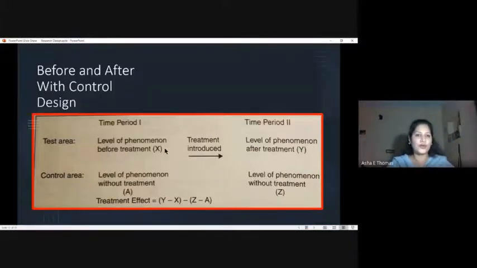And the last thing we are going to discuss today is a really sophisticated model which follows the principle of replication, the principle of local control, and also the principle of randomization. Here also, before and after with control design. Here you have the test area and the control area, that is, the test group and control group. You measure the performance of these two groups before the introduction of the treatment. You record it and analyze it. Then the treatment is introduced to the test area, and then you measure the result after a particular time period.